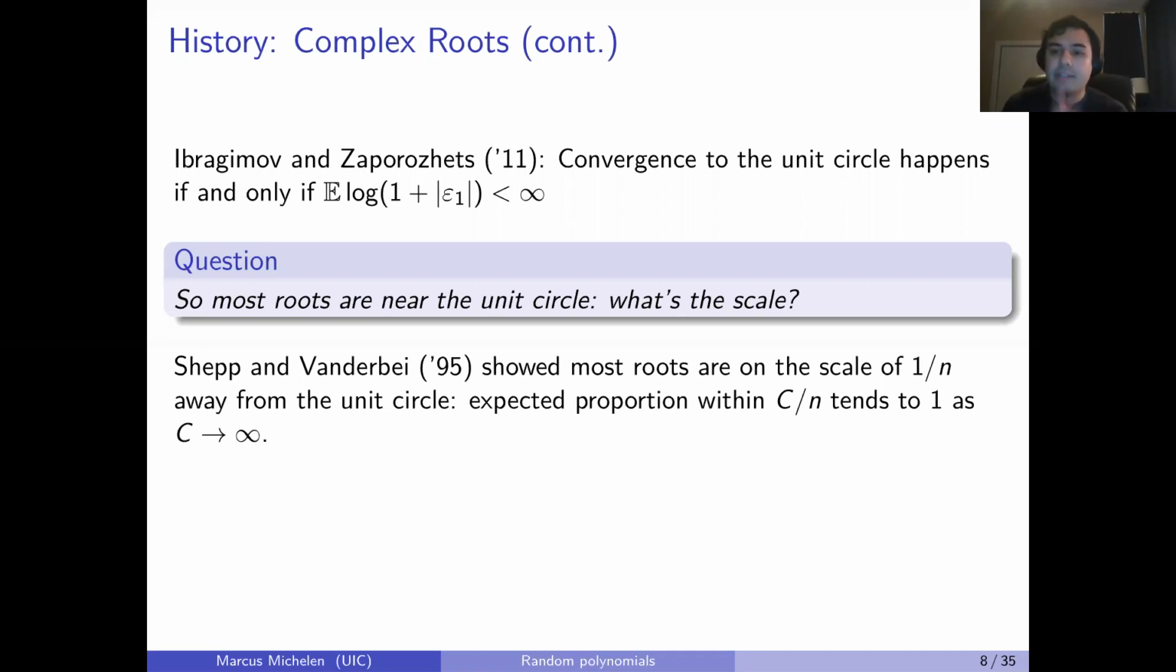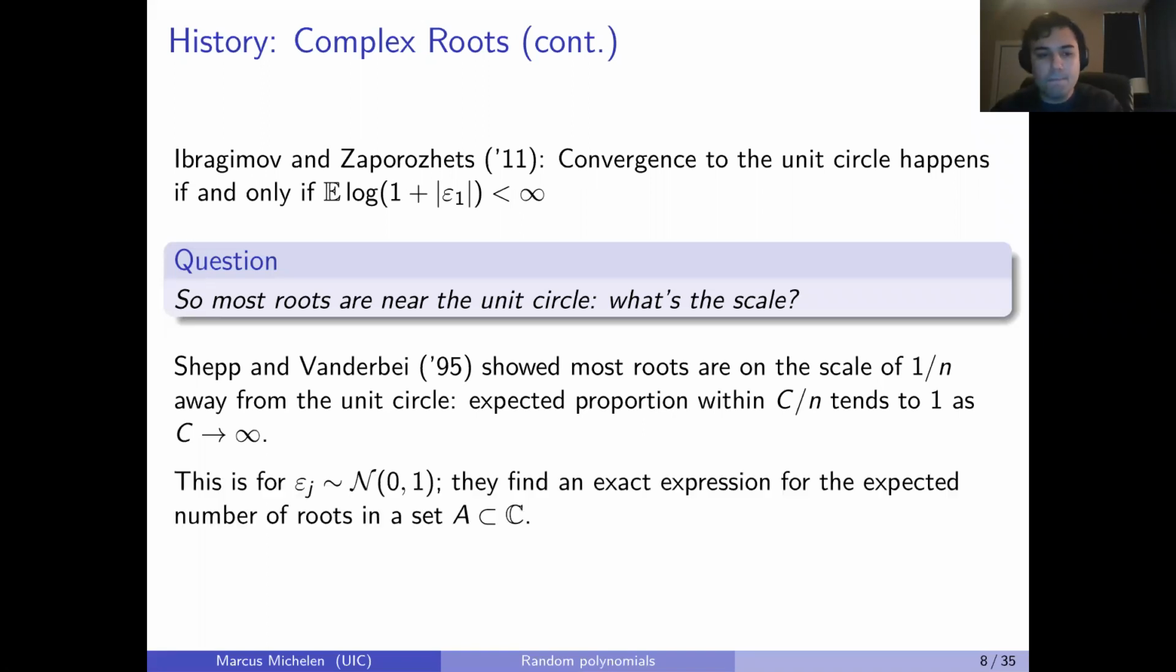So they found a very nice function for the limit of the expected proportion of roots within c over n of the unit circle, and you can just evaluate exactly what happens when you take c to infinity. So really, the bulk of the roots are going to be on the order of 1 over n away from the unit circle. So they used methods similar to Kac's, in the sense that they found, in the case of Gaussian coefficients, an exact expression for the expected number of roots in a given set.